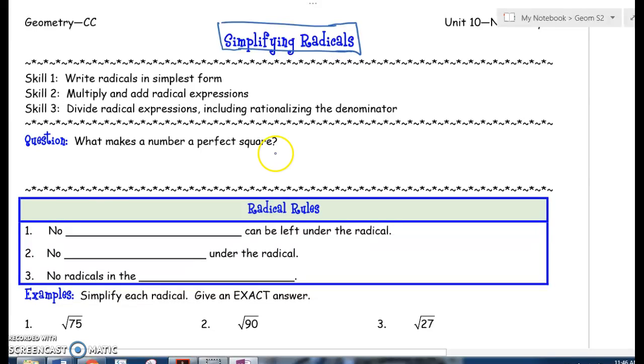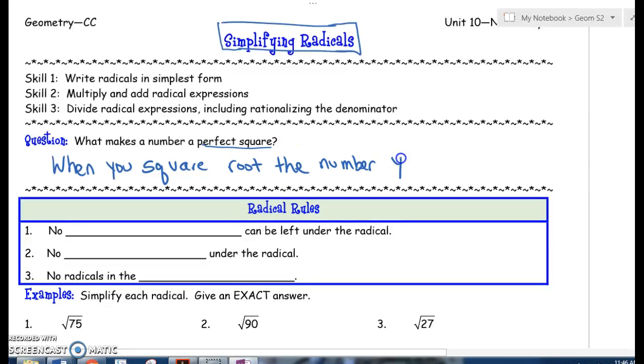First off, you need to make sure that you know what a perfect square is. What makes a number a perfect square is that when you square root the number, you don't get a decimal, you get a whole number.